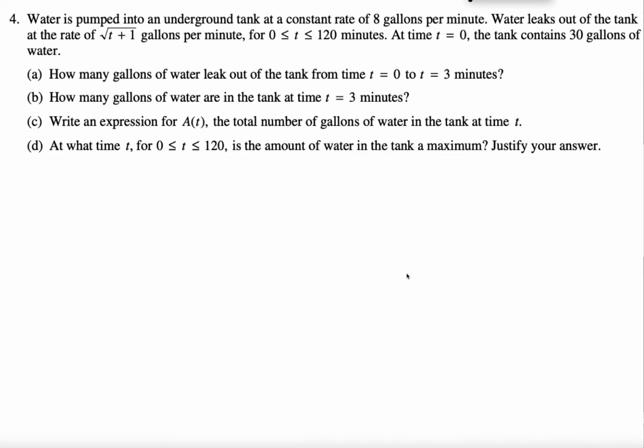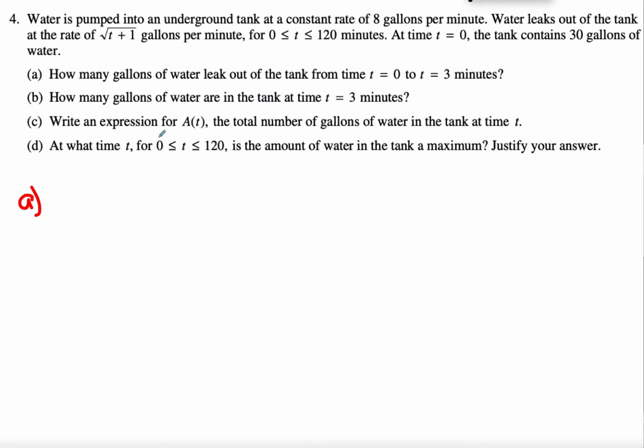Number 4 together. Water is pumped into an underground tank at the constant rate of 8 gallons per minute, and then water leaks out from the tank this many gallons per minute from 0 to 120 minutes. And when t is equal to 0, the tank contains 30 gallons of water. All right, so that's the beginning point. So let's look at the first one. A, how many gallons of water leaked out from 0 to 3 minutes?